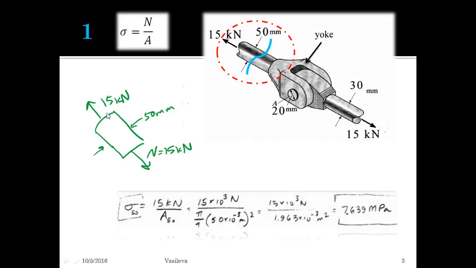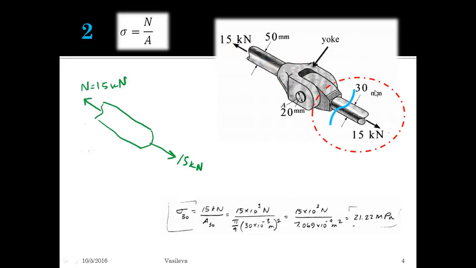So now the normal stress of this chunk is just the normal force divided by the area. So I take 15 kilonewtons divided by pi r squared, and I end up with 7.639 megapascals. So that's pretty straightforward. Then I move on to the other rod to the right.